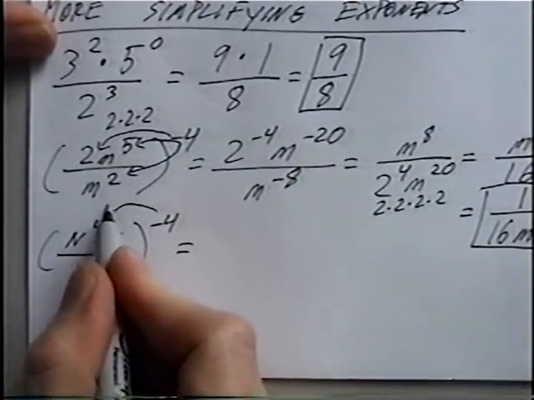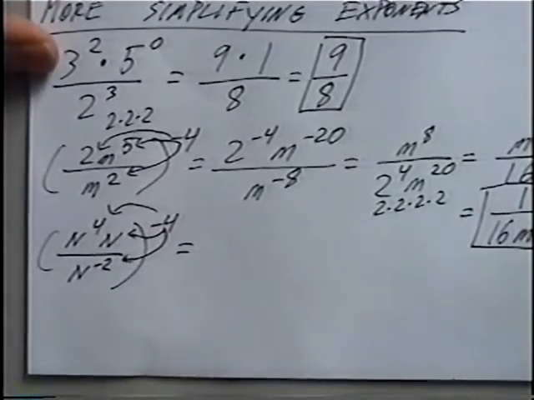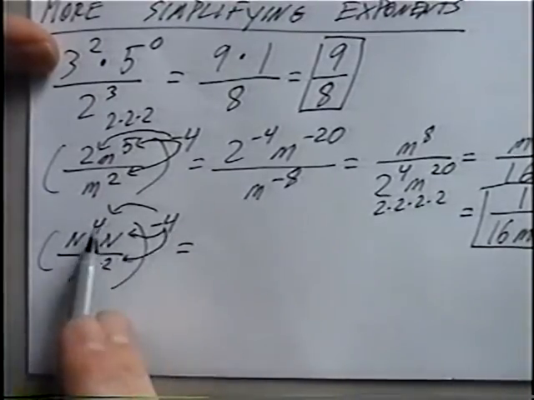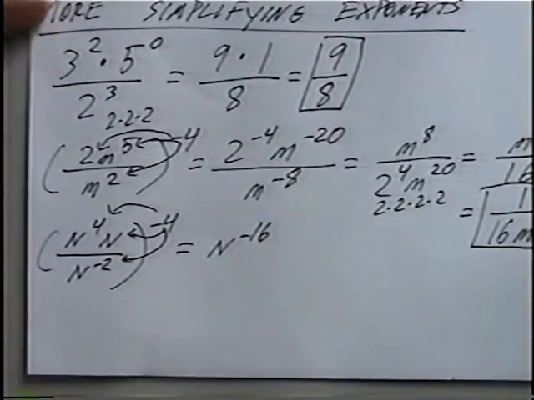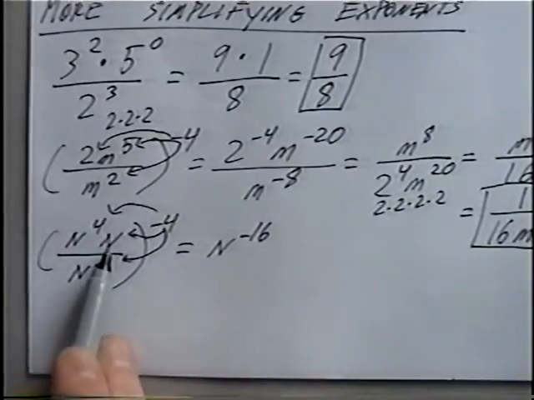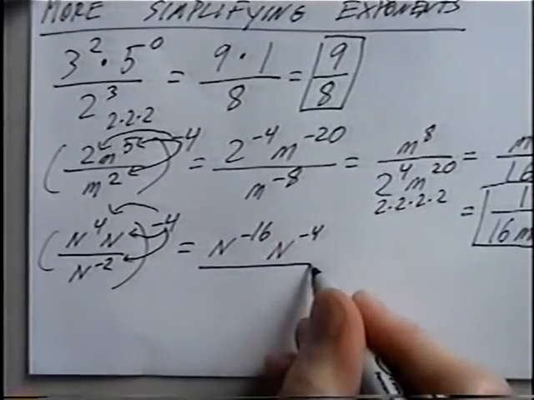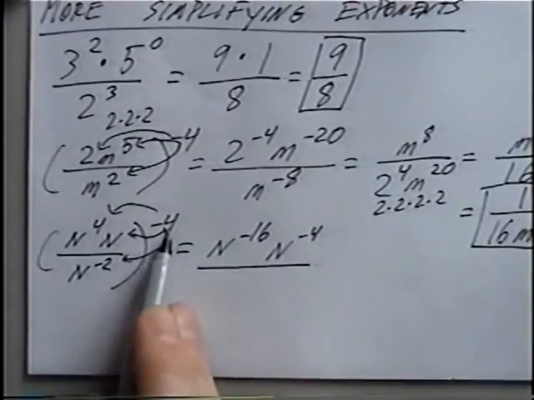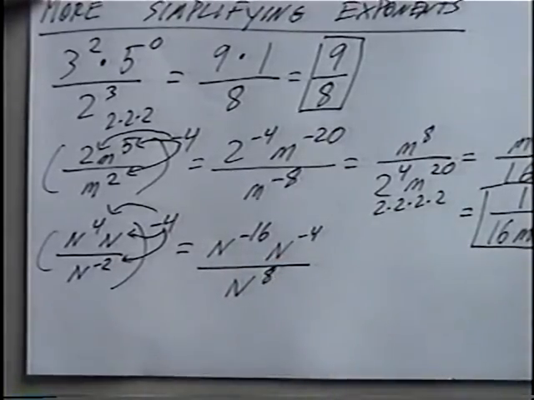Again, one of the first things you can do is to distribute this negative 4 to each variable on the inside. n to the 4th to a power of negative 4, these you would multiply. If this one does not have an exponent, it just stays the same as n to the negative 4. And if you have a negative 2 in the denominator as an exponent, multiplying, negative 2 times negative 4 would be positive 8.